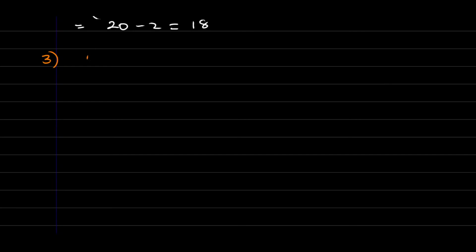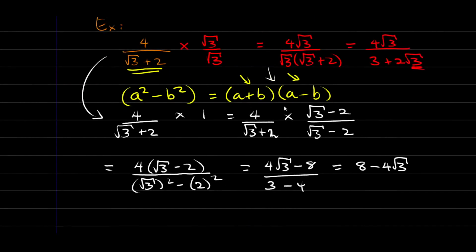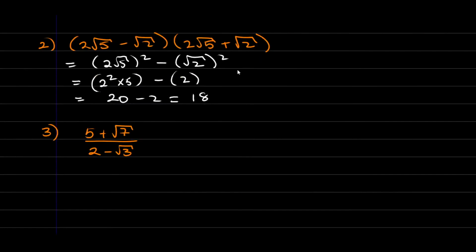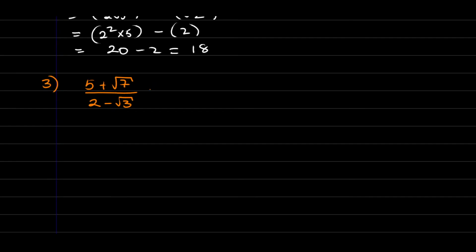We have here 5 plus root of 7 all over 2 minus root of 3. Again, we're going to use the difference of two squares principle. Sorry, I keep saying perfect squares. Difference of two squares, right? So we're going to use the difference of two squares, and this here is going to be 5 plus root of 7 over 2 minus root of 3 multiplied by 2 plus root of 3 all over 2 plus root of 3.